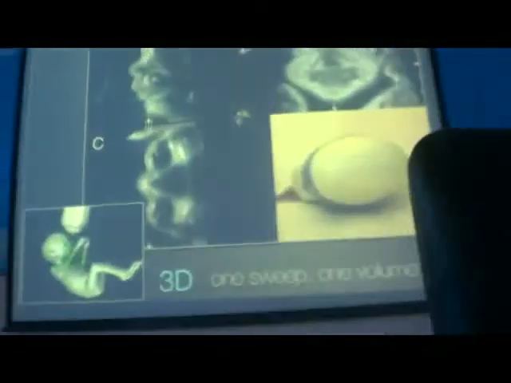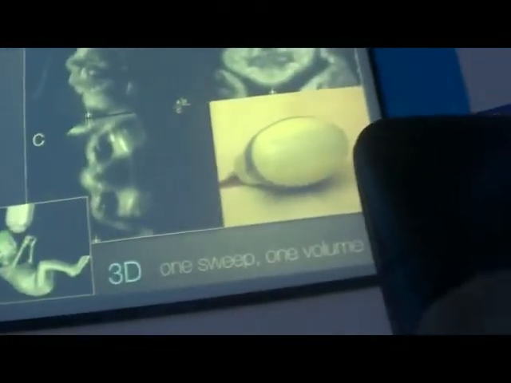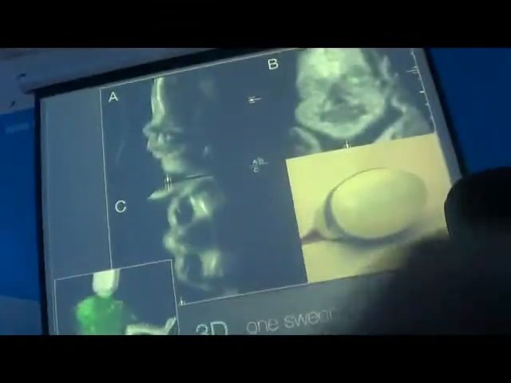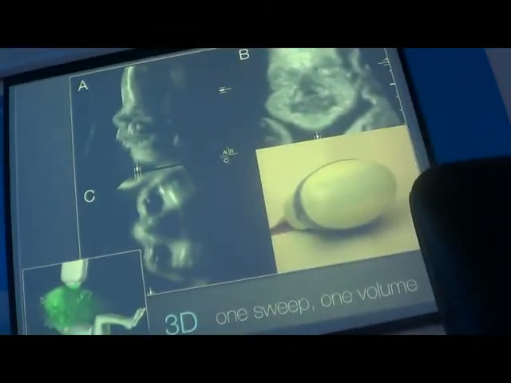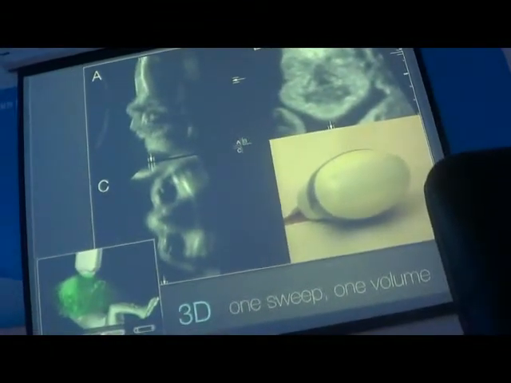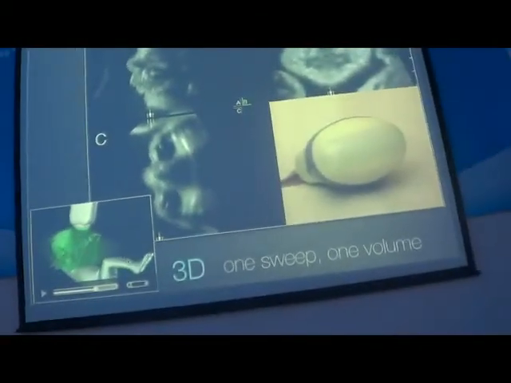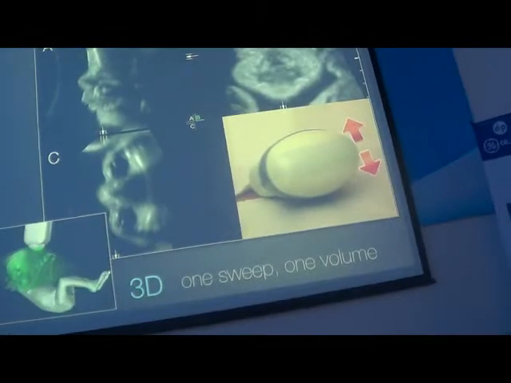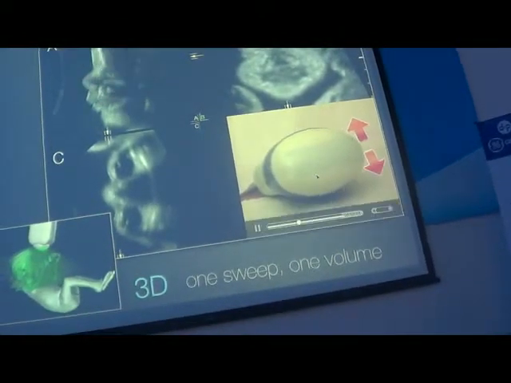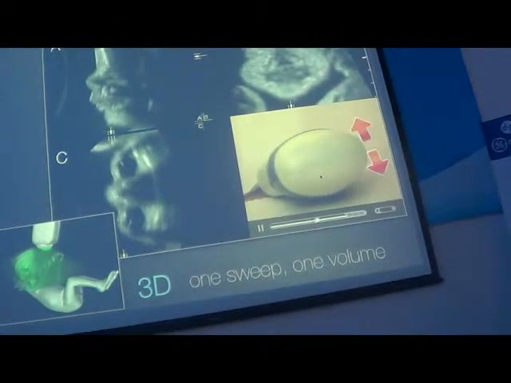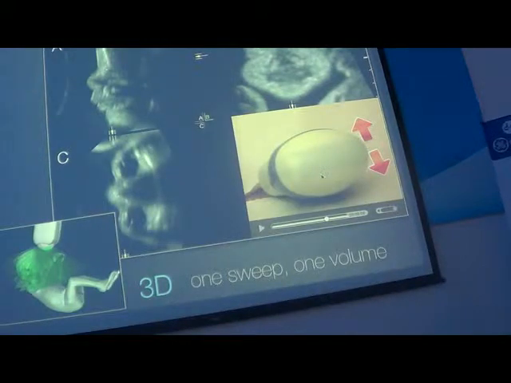And we can use a 3D. What is 3D? Chúng ta có thể sử dụng siêu âm 3D. With 3D we have only one sweep, and at the end of the sweep we obtain one volume. Thế nào là công nghệ 3D? Có nghĩa là khi chúng ta đặt đầu dò vào thì máy sẽ tự quét thành rất nhiều dãy và tổng hợp lên hình ảnh 3D.